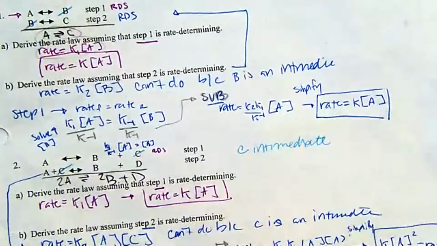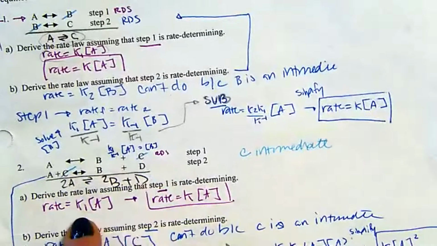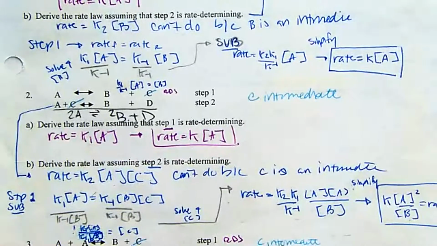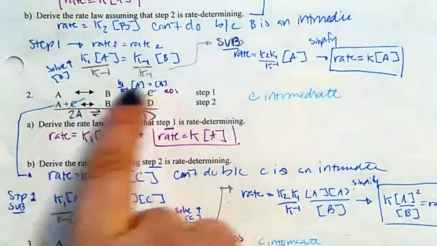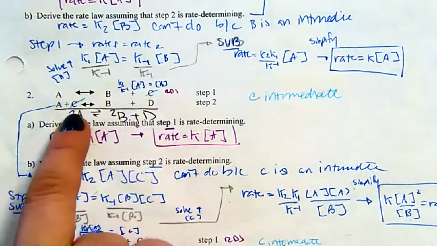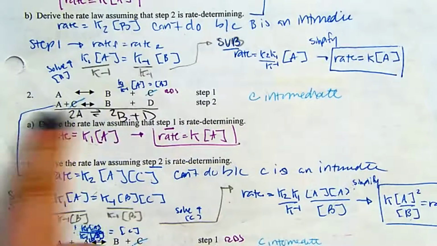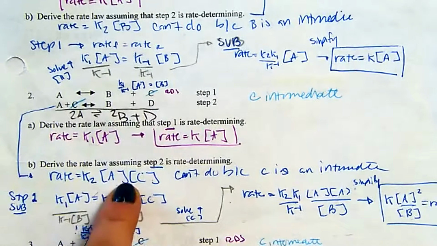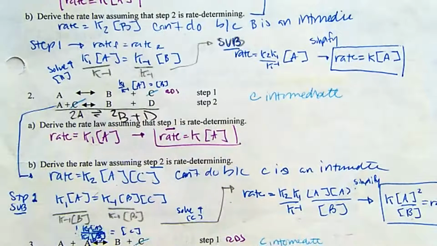Now the second one, same thing. The first step, if that was the slowest, great, no problem. But if it was step 2, sorry, I'm running out of room on my end, then we have an intermediate. No, I'm sorry, C. C is an intermediate. Made here, consumed here. So here's the rate law based off step 2, A times C. Great, but C can't show up because it is an intermediate.